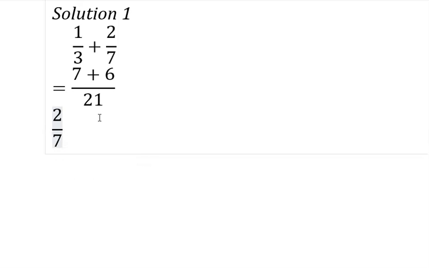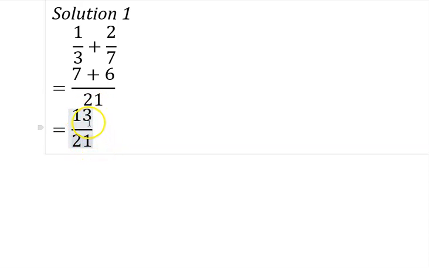So if you now say 7 plus 6 will give you what? 13. 7 plus 6 will give you 13 over, you have 21 under it. So that is your answer. You have successfully added 1 over 3 plus 2 over 7. So you have 13 over 21.